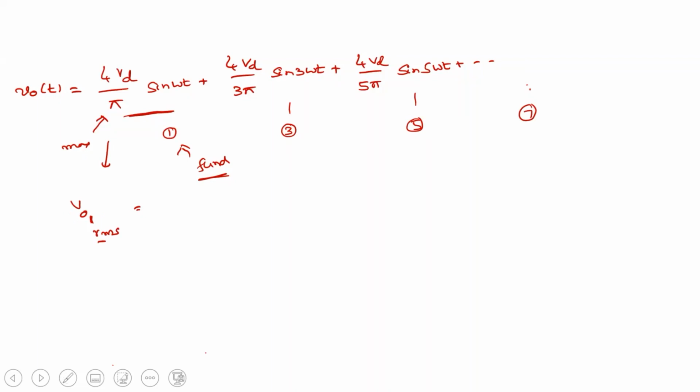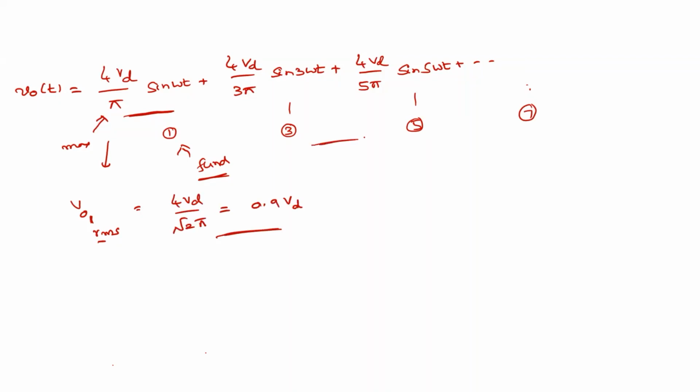This 4VD/π is its peak value, right? If you want the RMS value, Vm divided by root 2. Similarly, Vm is 4VD/π, divided by root 2, so 4VD by root 2 into π. So what is this value? 0.9 into VD. So that is the fundamental RMS value.